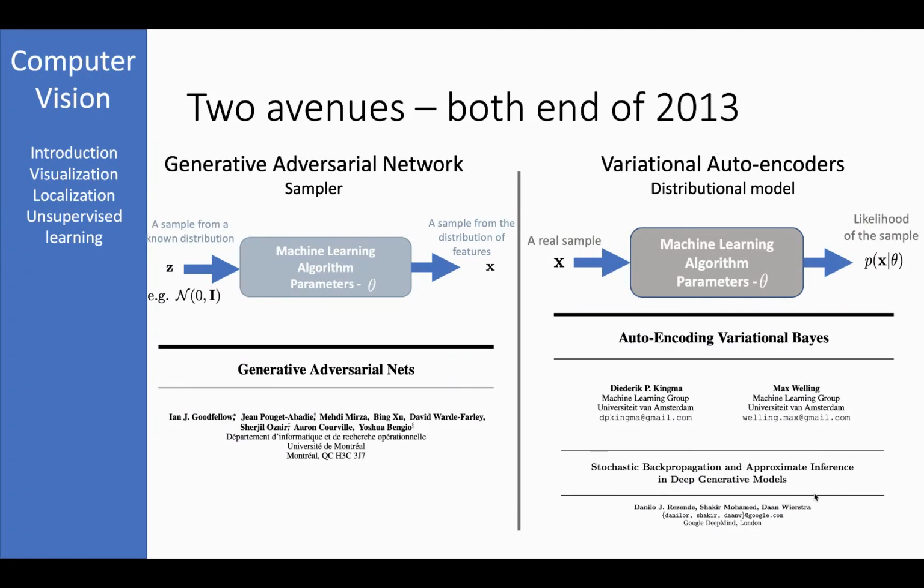Next, we will talk about these two different models. We will delve into the details. The generative adversarial network and the variational autoencoder both aim to characterize distributions and learn high-dimensional distributions.